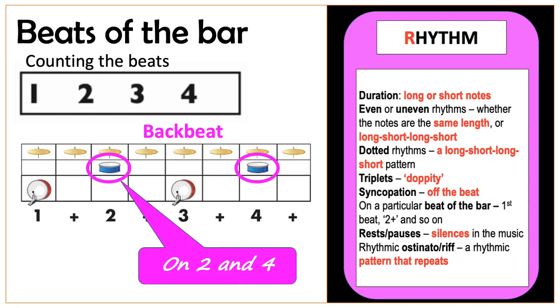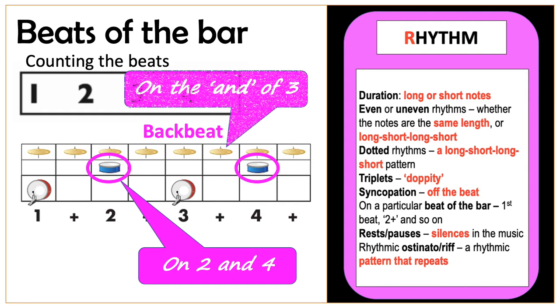If you're clapping along to a piece of music, you'll be doing it on the backbeat. The hi-hat here is playing on every half beat. If we want to talk about a specific syncopated beat, one that comes off the beat, we'd say something like, it's on the and of 3.